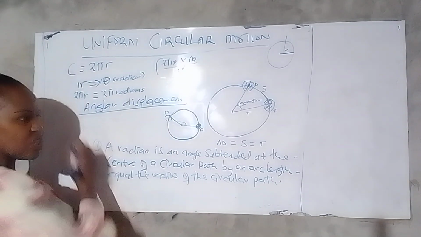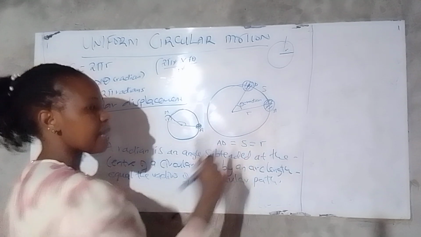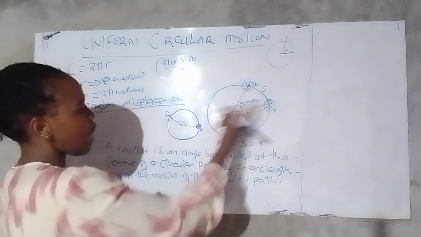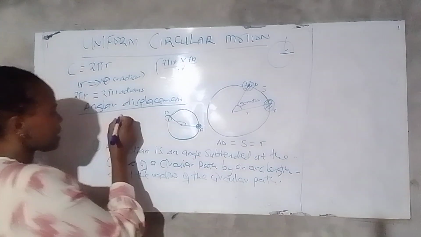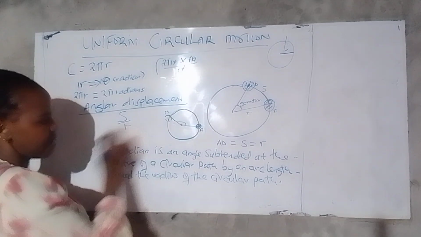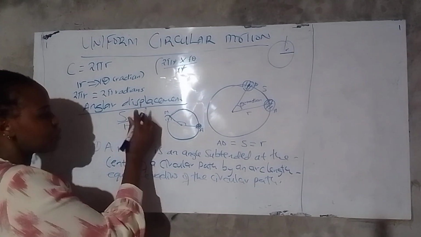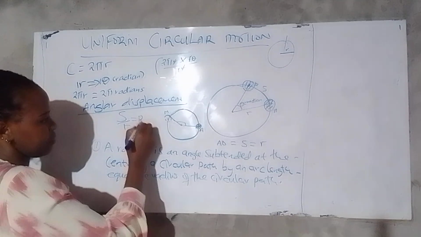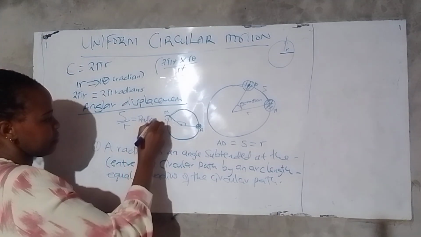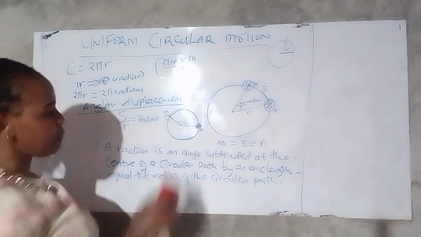Once you have gotten your S, you know an S equal to the radius subtends a radian. Then how many radiuses are there on that S? So if I take S divided by R, then I'm going to get radians. And that will be my angular displacement.